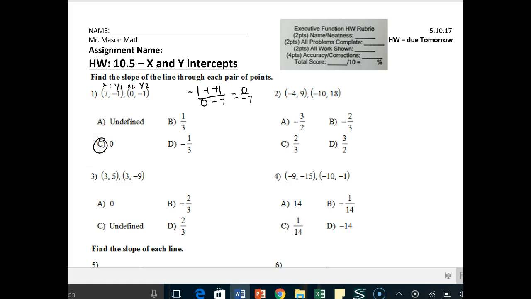Number 3, x1, y1, x2, y2. You're going to get 5 minus -9. Notice I'm doing it y1 minus y2 this time. And 3 minus 3. On top you get 14. On bottom you get 0. And a number over 0 is a vertical line or undefined slope.